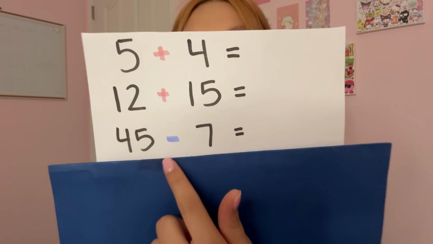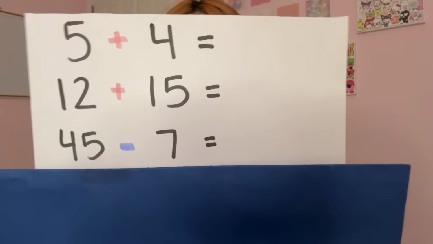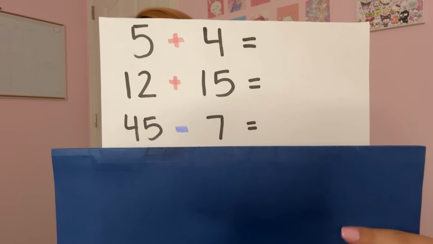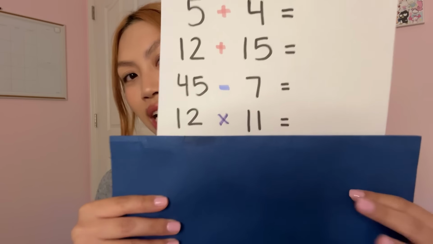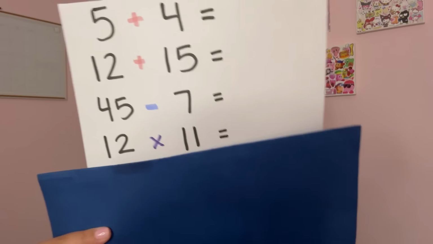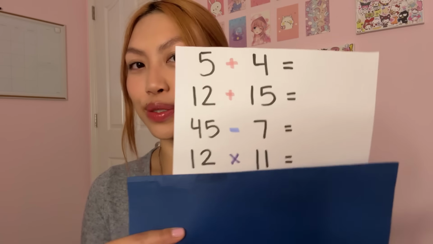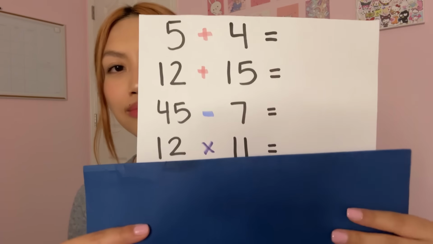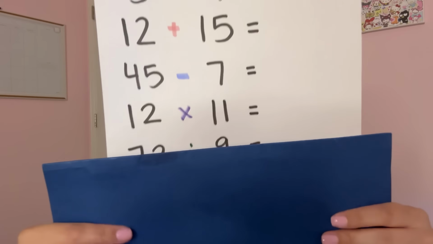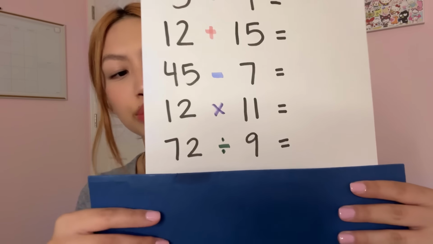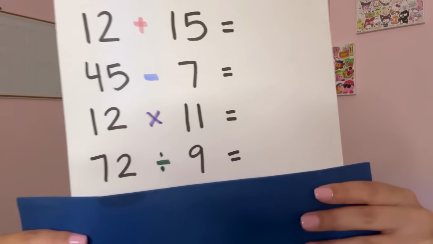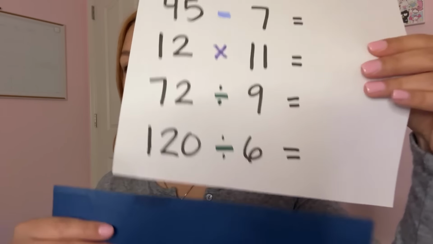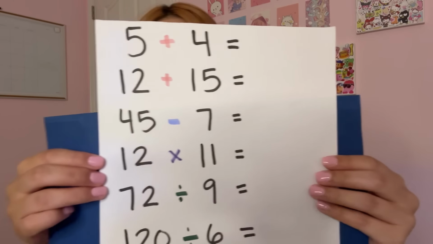This next one, 45 minus 7. And then 12 times 11. This one would probably be very difficult to do on your fingers, so you can use a piece of paper, or if you know how to do it in your head. And then 72 divided by 9. And then last one, 120 divided by 6. Okay, now let's go over the answers.